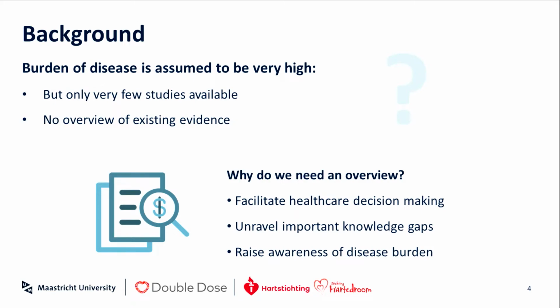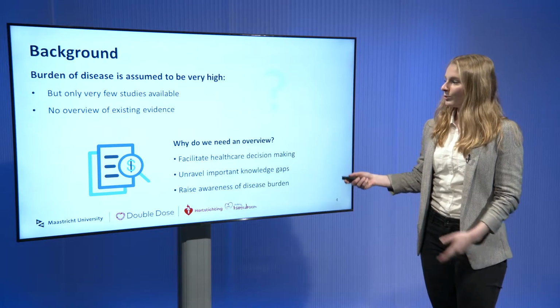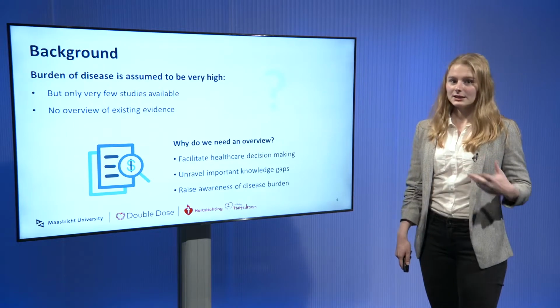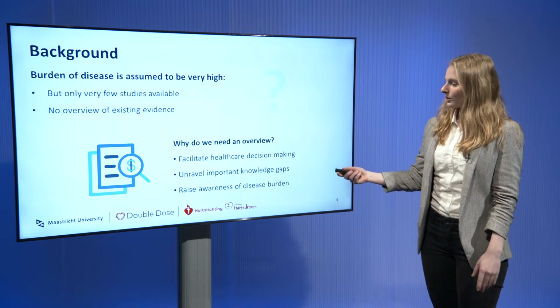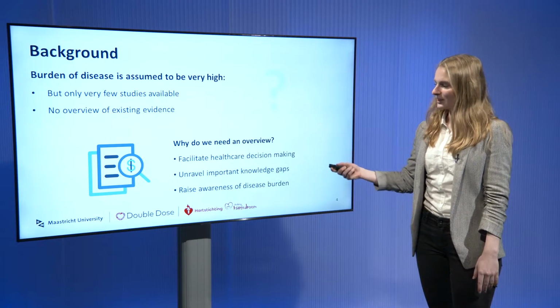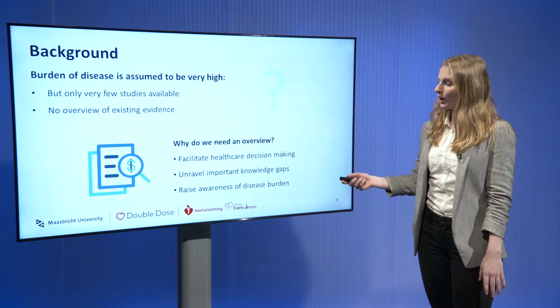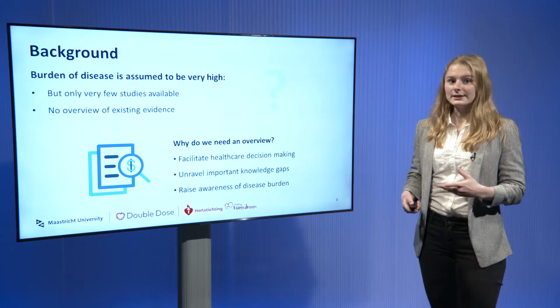But there are only a few studies really examining the burden of the disease, and there's also no overview yet about the burden of disease and studies examining them. So we need an overview. And why? Because an overview facilitates healthcare decision making when you have one overview with all available evidence, and it also unravels important knowledge gaps and can guide future research. And of course, with an overview, you can raise the awareness about the disease burden and then really prove that there is a high disease burden.